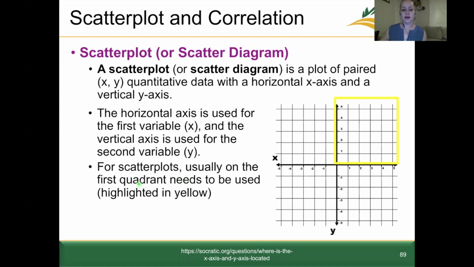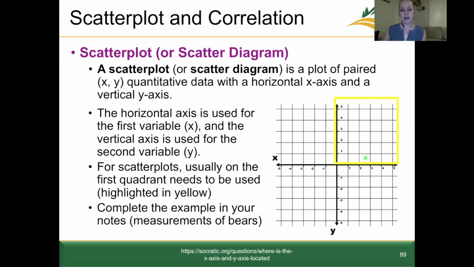So for scatter plots, it's important to know that usually we'll only need the first quadrant here. And this is highlighted in yellow. This is the first quadrant of your graph. There is an example scatter plot for you to practice making, and that's in your student outline for 2.4.